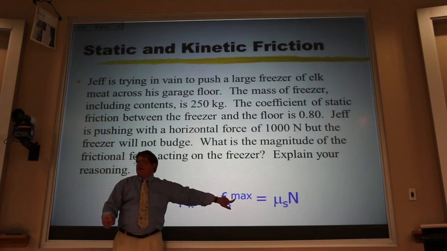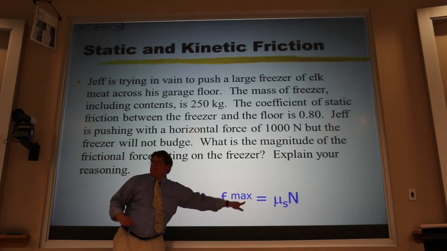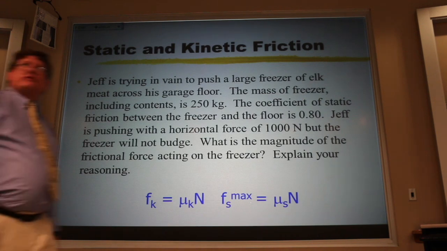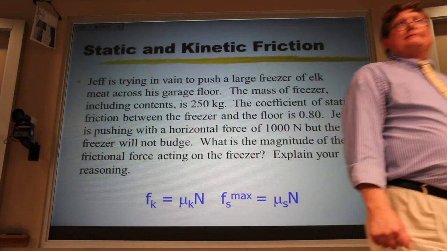Now, those of you that reach for the calculator, you're using this formula right here, which is not a formula, I repeat, is not a formula for static friction. It's a formula for the maximum value of static friction. If I had asked, how hard will Jeff have to push in order to break these surfaces free of each other and get this thing to start moving? Then I would plug into that formula, and the answer would be 2,000 newtons. Jeff would have to push with 2,000 newtons to get this thing to start moving. Okay?